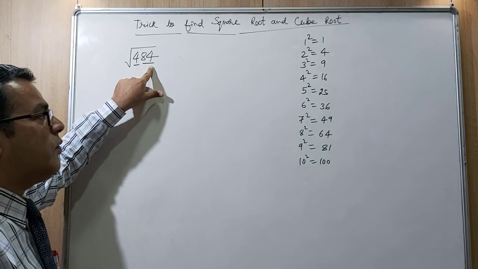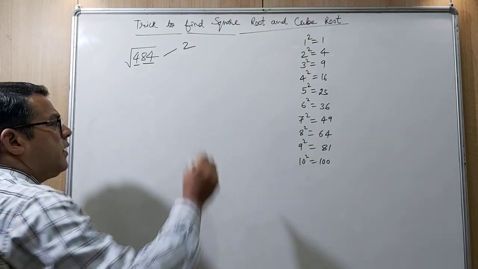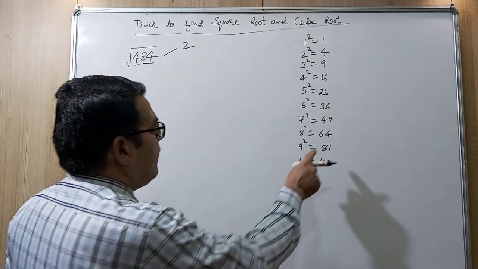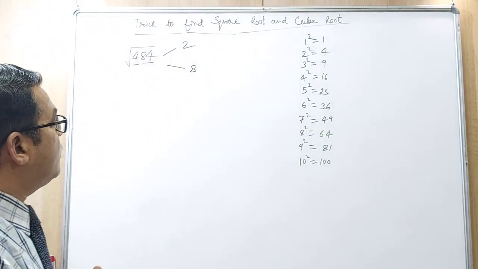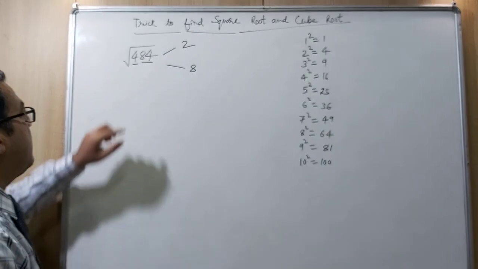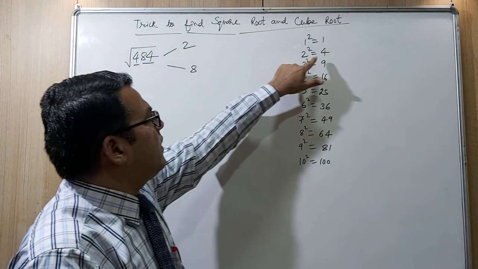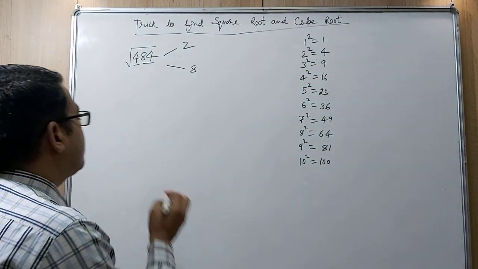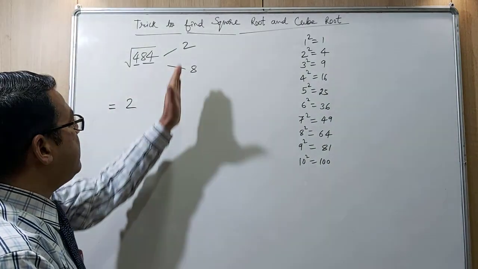Now see, last digit 4. In whose square 4 comes at unit digit? The square of 2. It means the value, the square root in the last digit either 2 or 8, you can see here. So we have two options here. Either we can take 2 as a unit digit or 8 as a unit digit. It will decide later on. So the second group is 4. You can see here the square of 2 is 4. So we can write 2 here. It means 2 is our first digit and second digit we need to decide it.